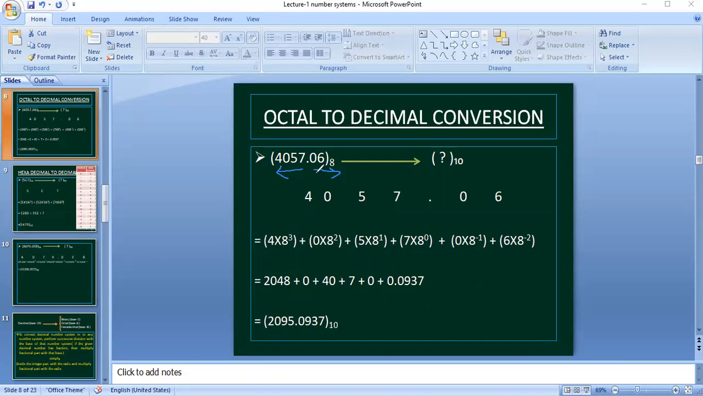Okay. So 7 into 8 power 0, 5 into 8 power 1, 0 into 8 power 2, 4 into 8 power 3, plus 0 into 8 power minus 1, plus 6 into 8 power minus 2. So after multiplying, you will get the product terms, and add all the product terms. You will get the corresponding decimal equivalent for the given octal number.